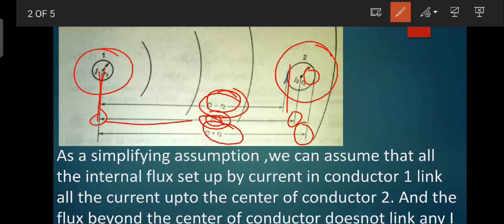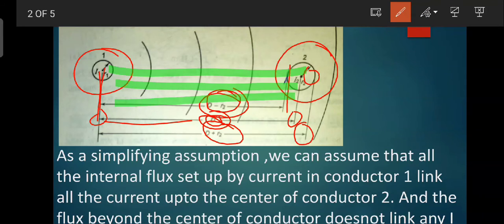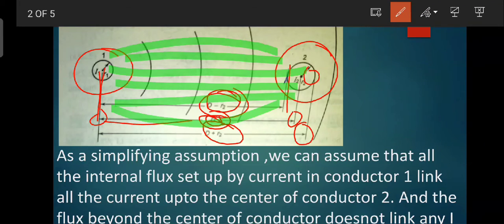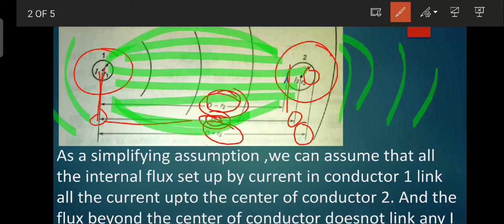As a simplifying assumption, we can assume that all the internal flux set up by the current in conductor 1 links all the current up to the center of conductor 2, and the flux beyond the center of the conductor does not link any current. So in this region, current will be linked and magnetic flux will be linked, but beyond this region, the magnetic flux linkage will not be cutting.